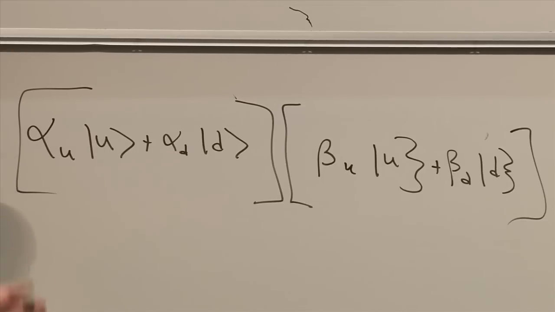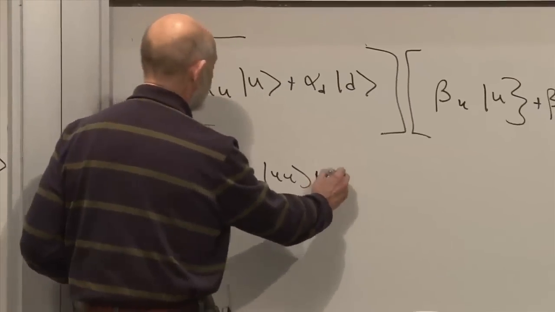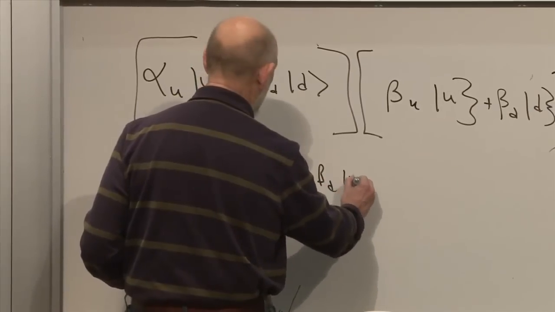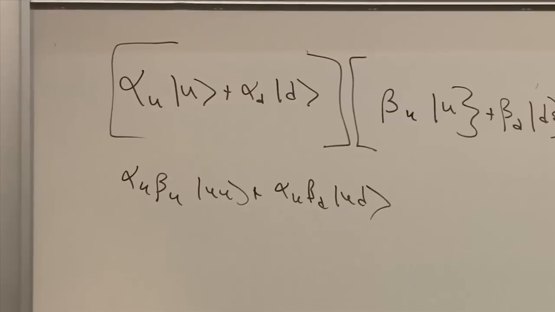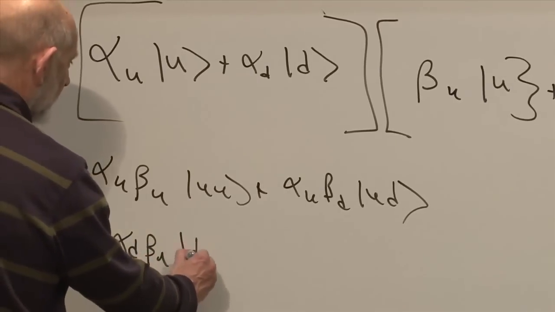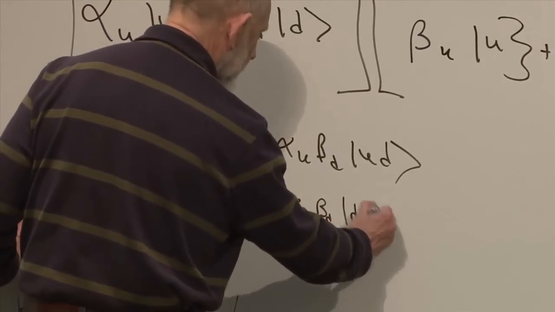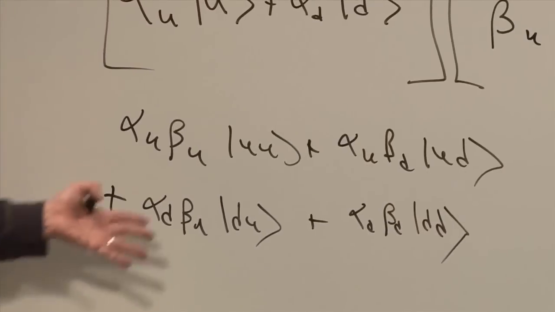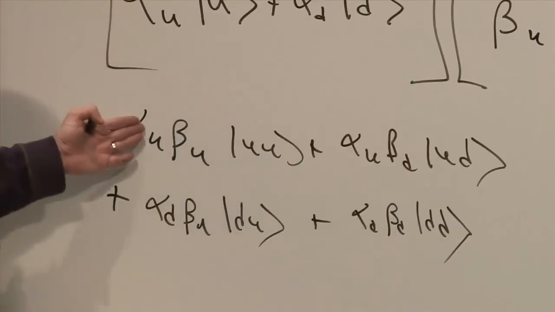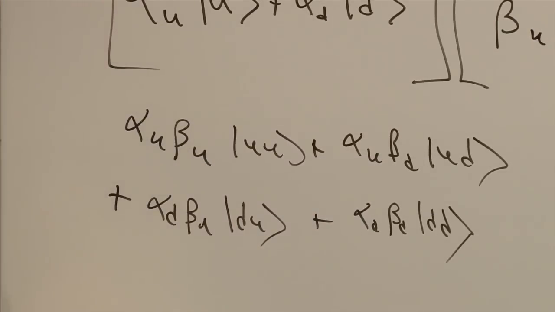This is a product. We could also write it alpha up, beta up, times up, up, plus alpha up, beta down, up, down. Do I need to write the rest of it? Well, I will. Plus alpha down, beta up, down, up, plus alpha down, beta down, down, down. All right, now, of course, this is of the form of a general vector, but there's something special about the coefficients here. The coefficients factorize, and therefore this is, in a certain sense, special. Let's see if we can quantify how special.